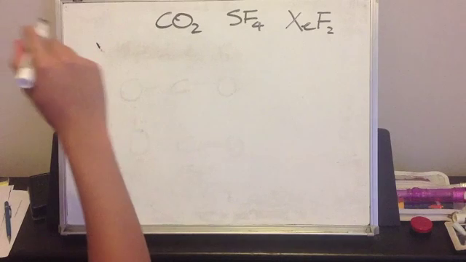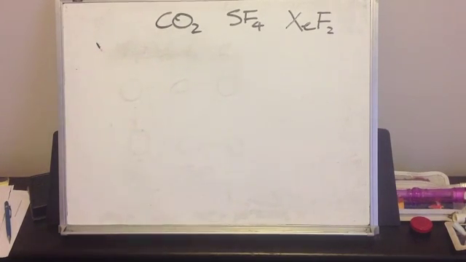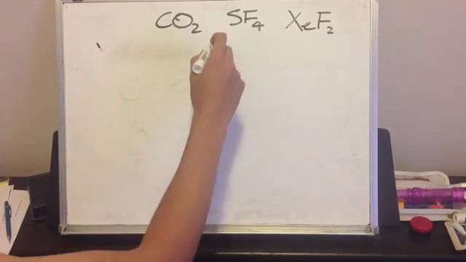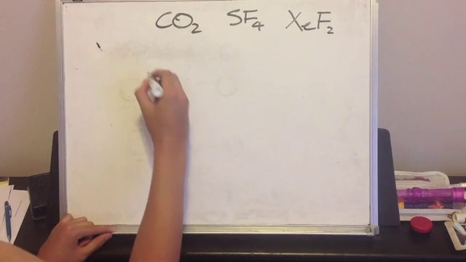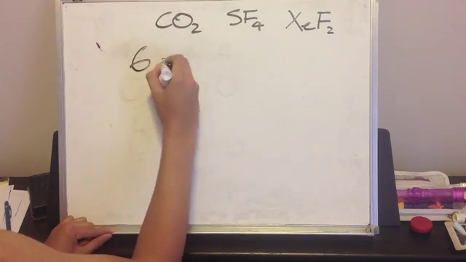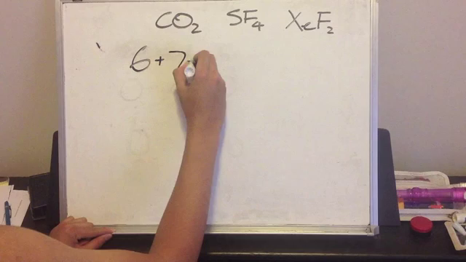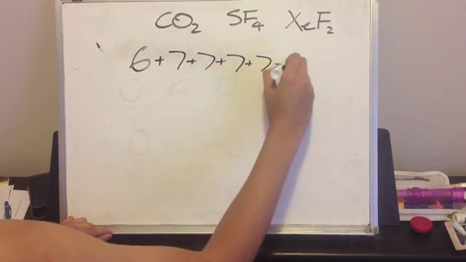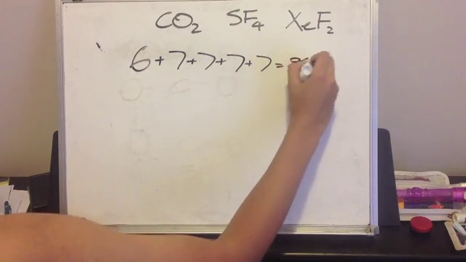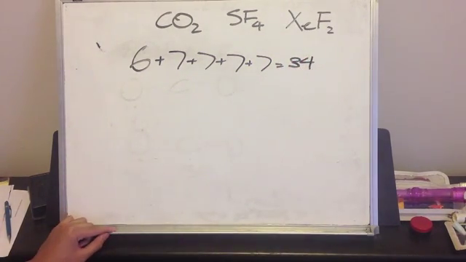Next, we're doing sulfur tetrafluoride. Once again, we need to draw a Lewis dot diagram, so we need to add the number of valence electrons. Sulfur has 6, and we add 7 four times because fluorine has 7. We get a total of 34. So now we'll draw it.